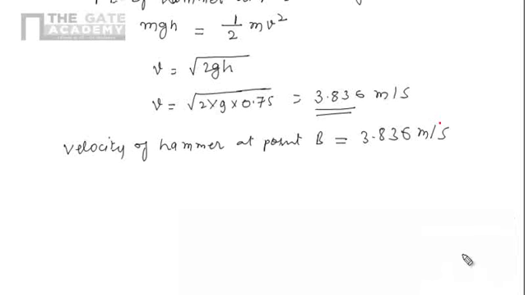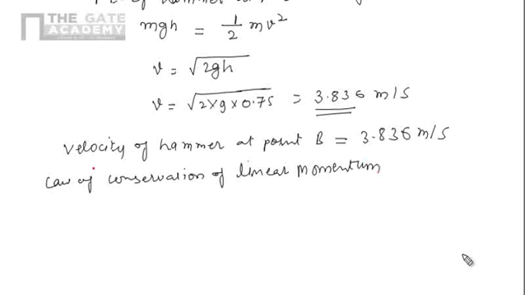So now we have the velocity of the hammer at point B. So now we can apply the law of conservation of linear momentum.